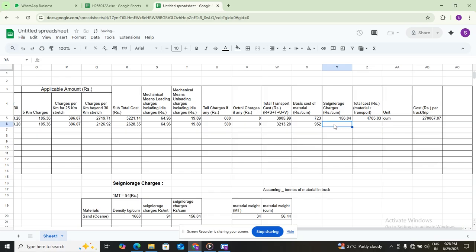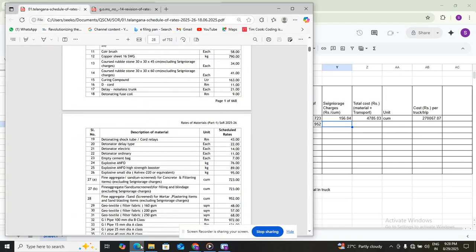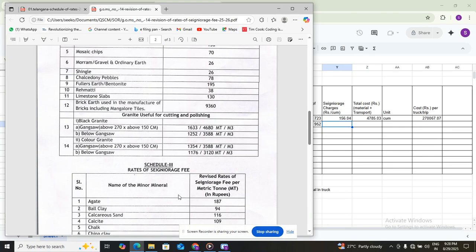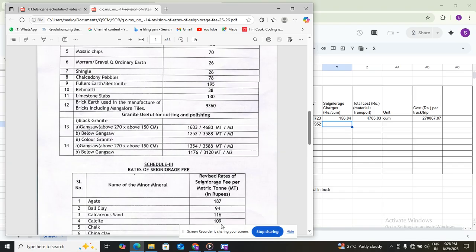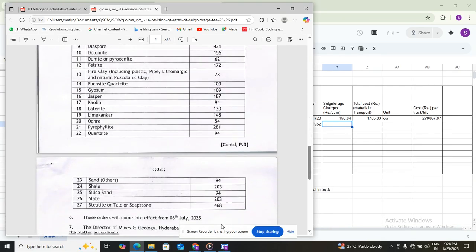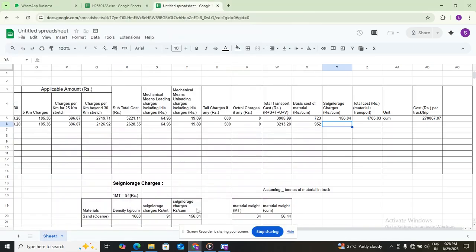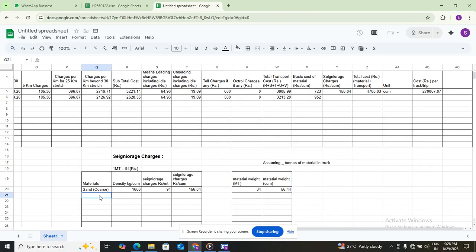What are the sewerage charges? We need to go into the table again and see the sewerage charges table. The sewerage charge of the sand only remains the same, 94 rupees. This is the 94 rupees. Same 94 is nothing but the same, but we need to write it once. Better practice.